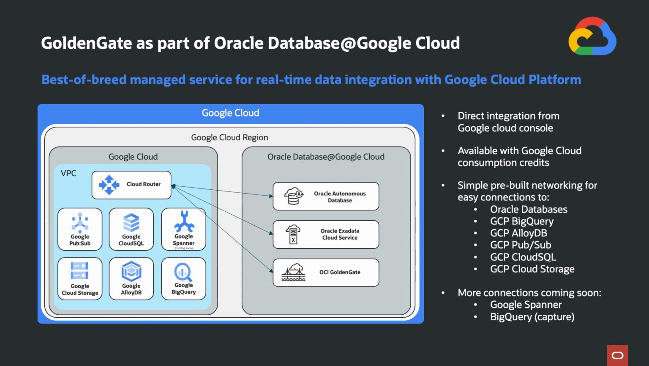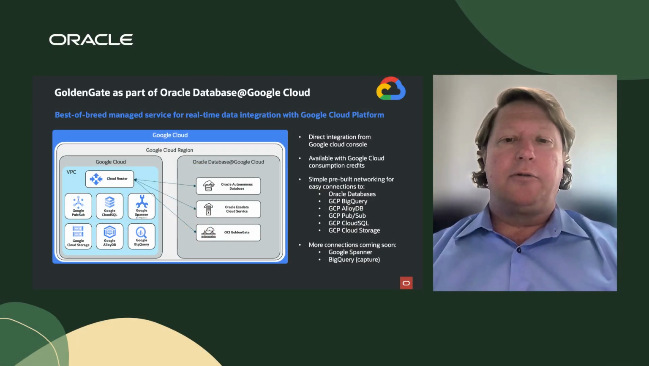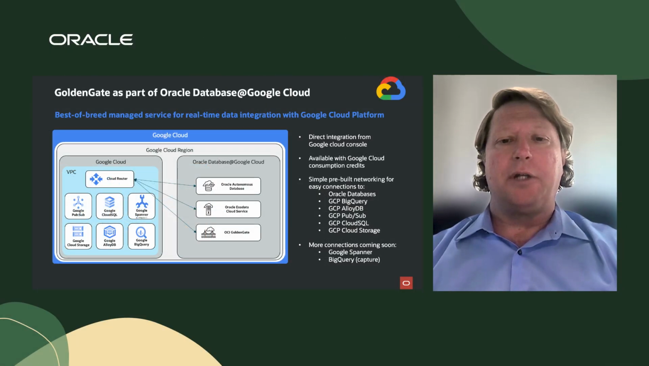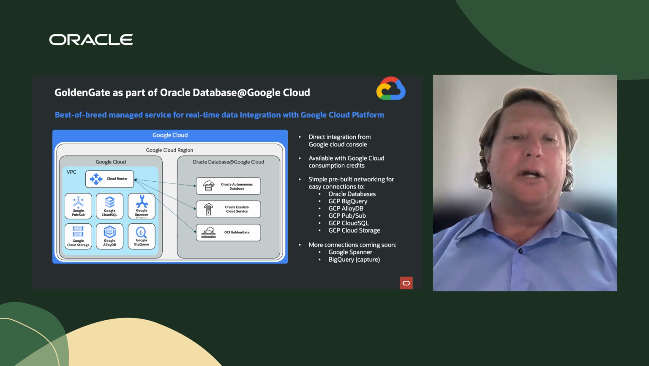Also, as part of this partnership, we're building integration with GoldenGate for Google Spanner, so we'll be able to capture from and deliver data to Google Spanner, and Google BigQuery Capture as well, and that will augment our existing ability to replicate data into Google BigQuery. This will also allow you to actually take your data from BigQuery and move it to different Oracle analytics systems as well.